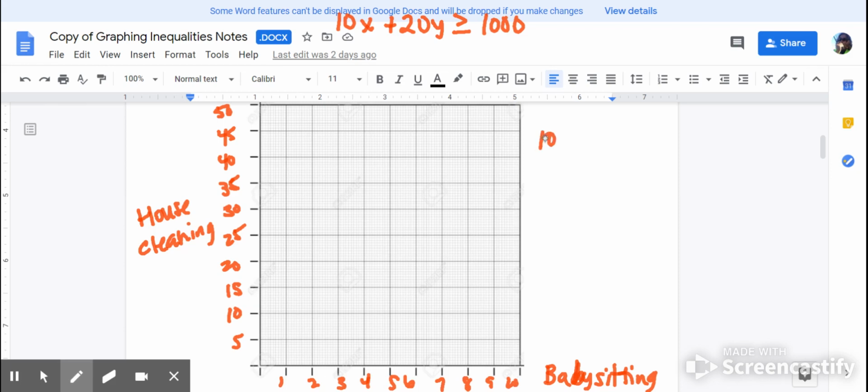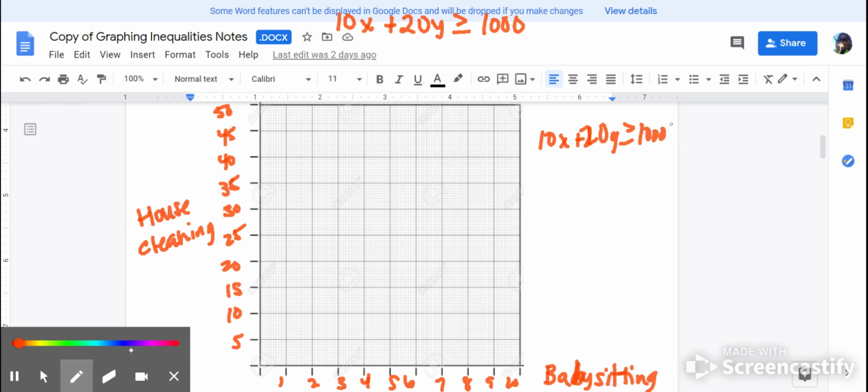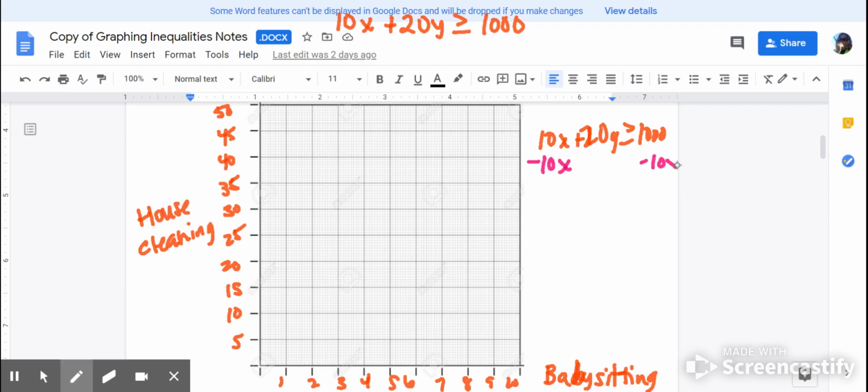Now if we look at our equation, 10x plus 20y greater than or equal to 1,000, this is not in a situation where we can graph easily. So I need to put this in y equals mx plus b. I say y equals mx plus b because it's just easiest. I'm going to start by subtracting 10x from each side. You get 20y is greater than or equal to negative 10x plus 1,000. The reason I put the negative 10x first is because I want it to look like slope-intercept form.